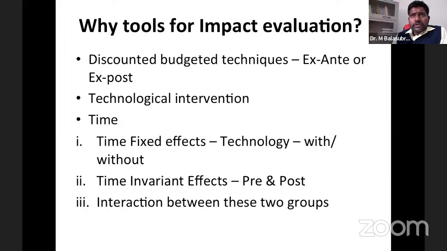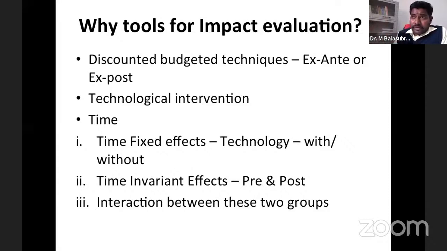Some techniques, like the financial outlay and the discontinued budget techniques, can be found without using any separate impact tools. But some technological interventions need impact tools like the randomized evaluation method, propensity score matching method, DID model or regression discontinuity model. It depends on the interventions we are making.